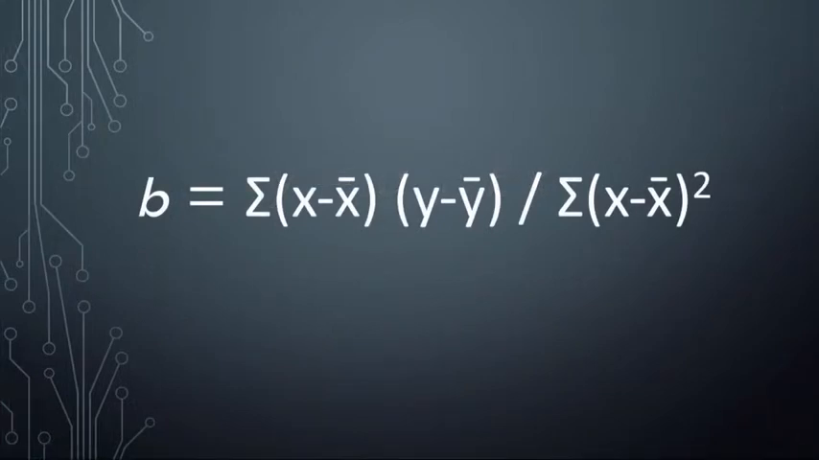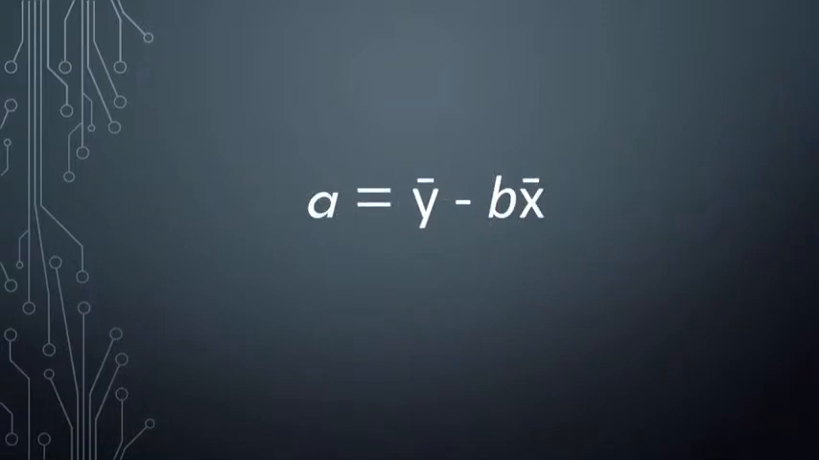Within this equation, the formula for b is the sum of x minus x bar times y minus y bar divided by the sum of x minus x bar squared. The formula for a is y bar minus b times x bar.